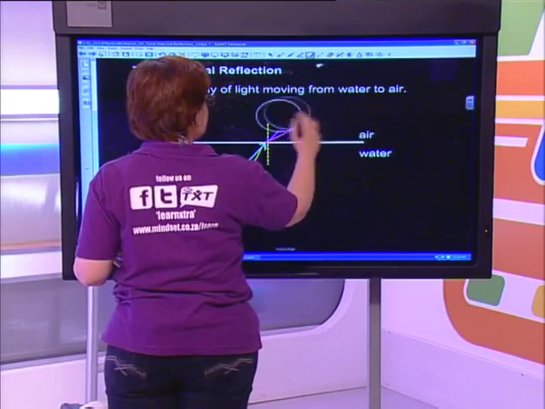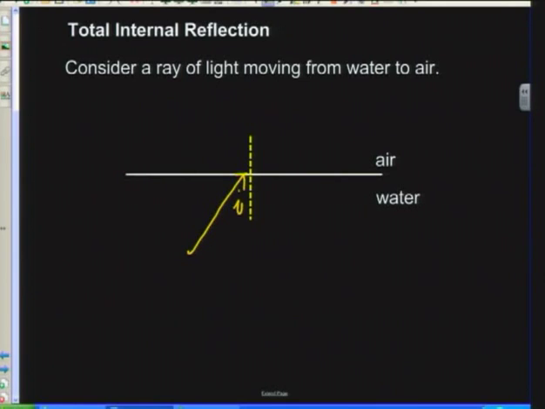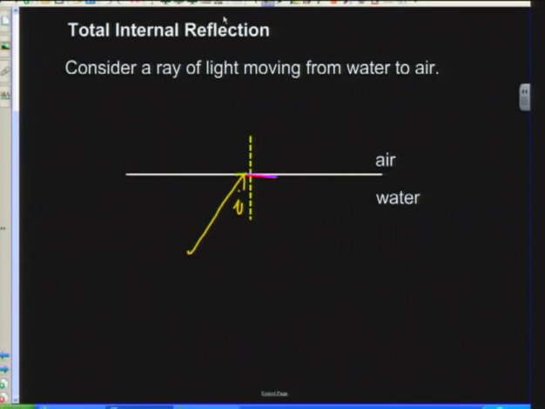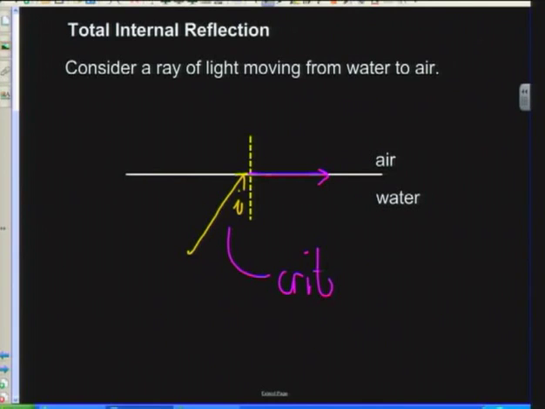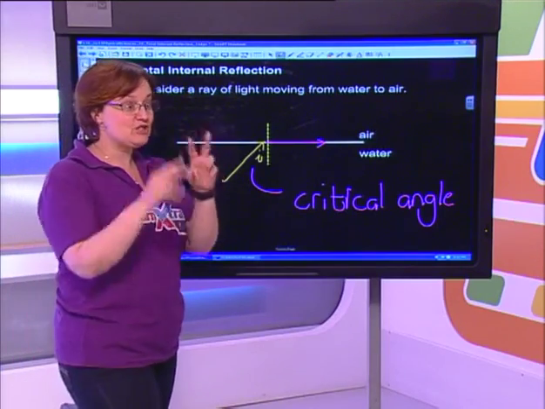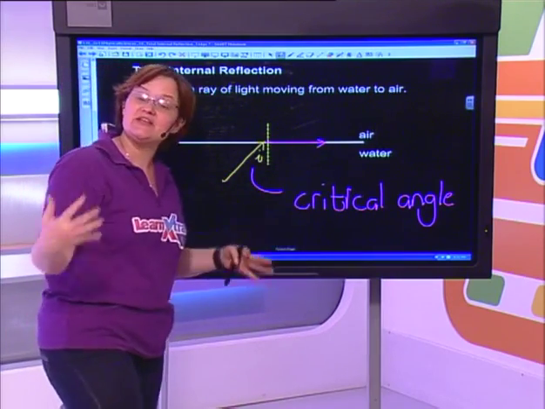Eventually, we get a situation where my angle of incidence here is a very specific angle, which then results in my light ray being refracted along the surface, the boundary, okay? This angle here is known as the critical angle. Every single substance has a different critical angle. Diamonds have a very small critical angle. So what happens is often the light gets to this section and then the light rays go against the surface, which is why they shimmer.